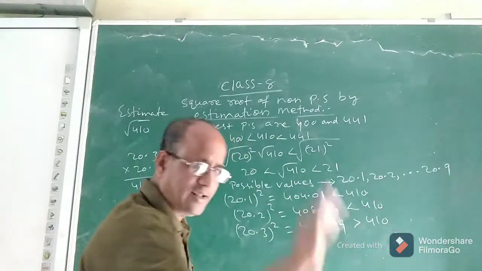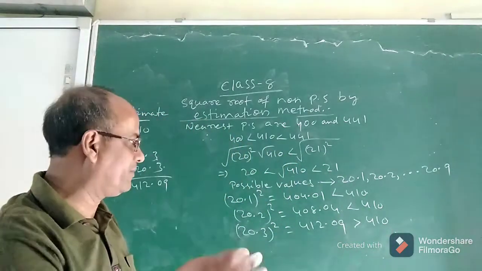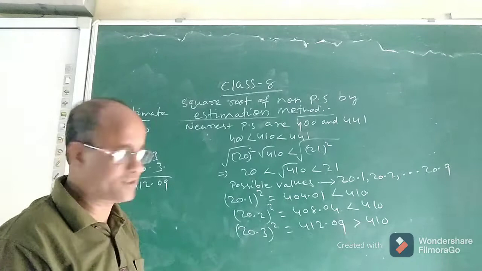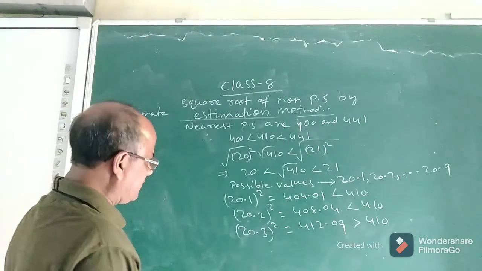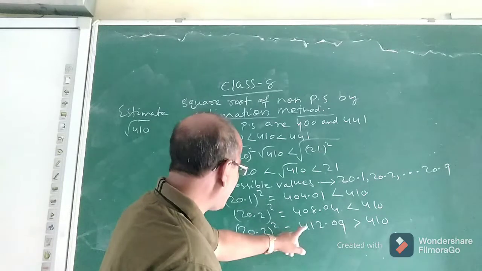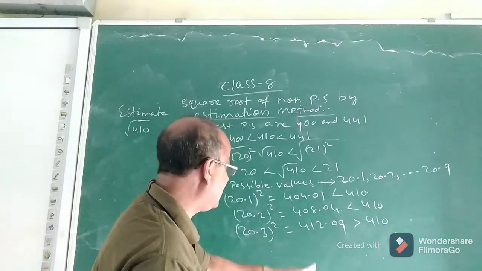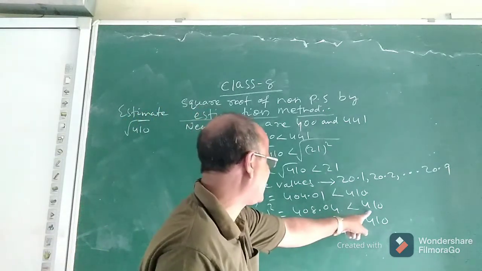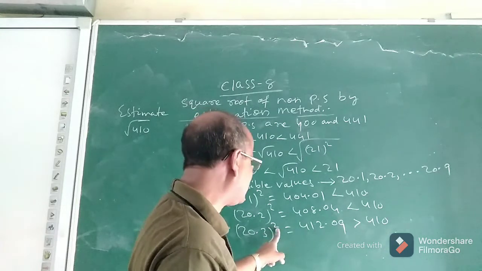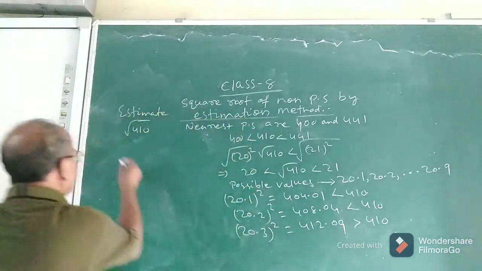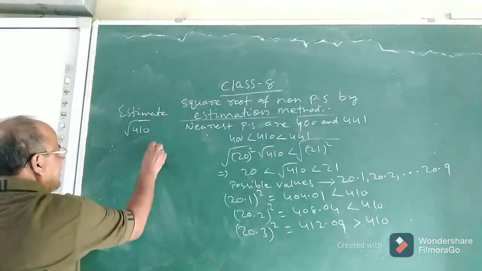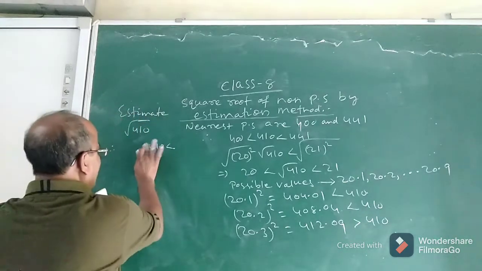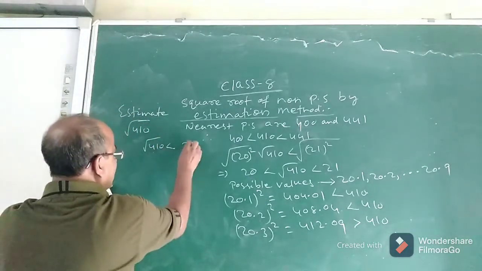Now when you get a number greater than 410, there is no need to test further. So what will be your next step then? The next step is that the square root of 410 will now lie between 20.2 and 20.3. You see, 20.2 squared is less than 410 and 20.3 squared is more than 410. Therefore, the square root of 410 will be less than 20.3.